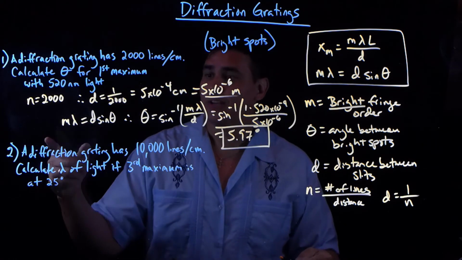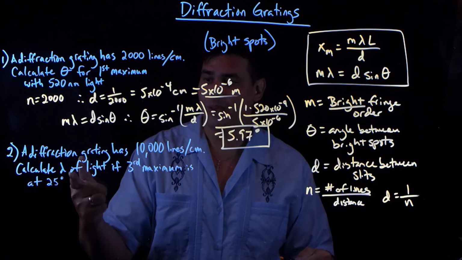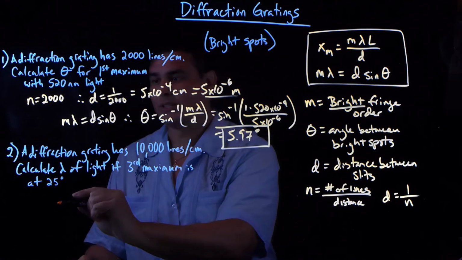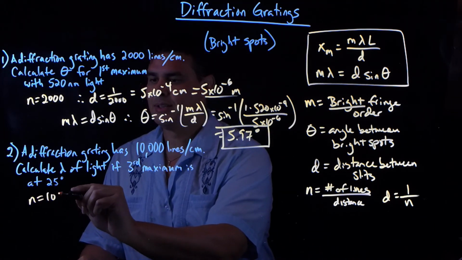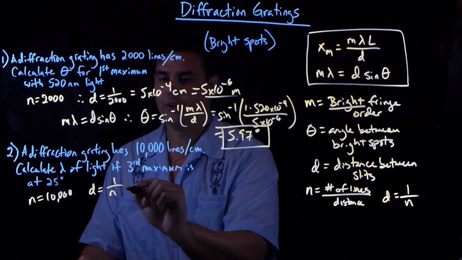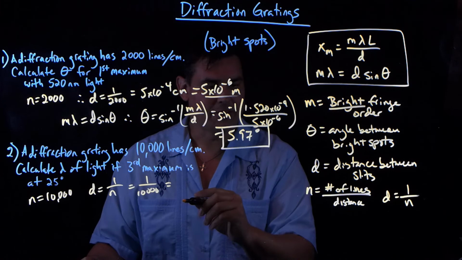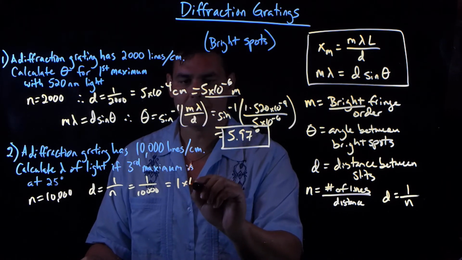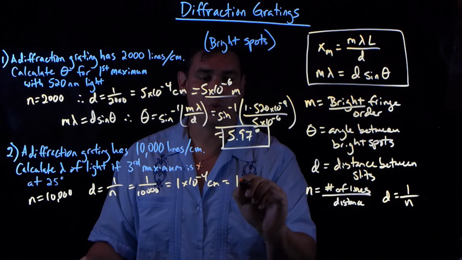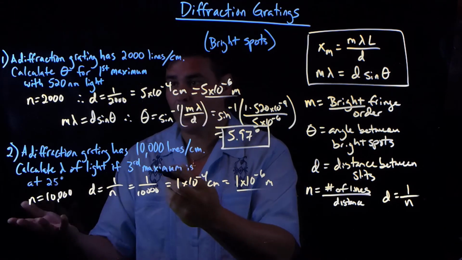Okay, second one. Diffraction grating has 10,000 lines per centimeter. Calculate the wavelength of the light if the third maximum is at 25 degrees. So same thing. So let's start. N is 10,000. So D is 1 over N. So that's 1 over 10,000. And if I do that, that gives me 1 times 10 to the minus 4th centimeters, which is 1 times 10 to the minus 6th meters. That's my D. Now I can solve.